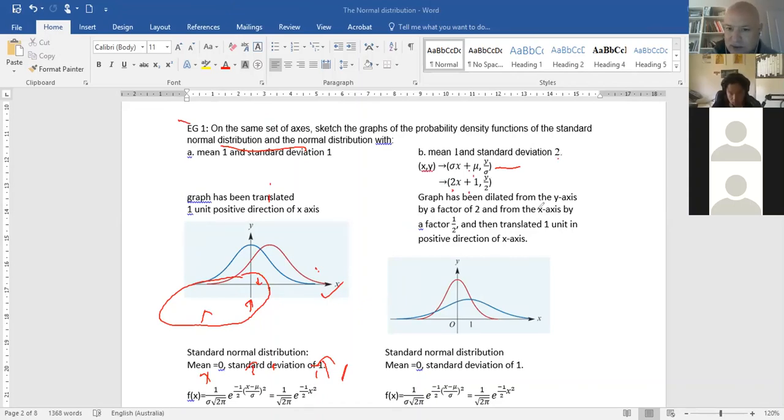So we know that this graph has been dilated from the y-axis by a factor of 2, from the x-axis by a factor of a half, and then translated 1 unit in the positive direction of the x-axis. So this is what happens from the normal to the translated one.